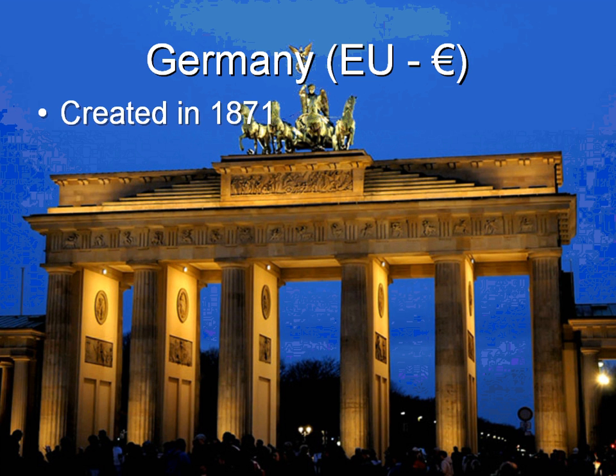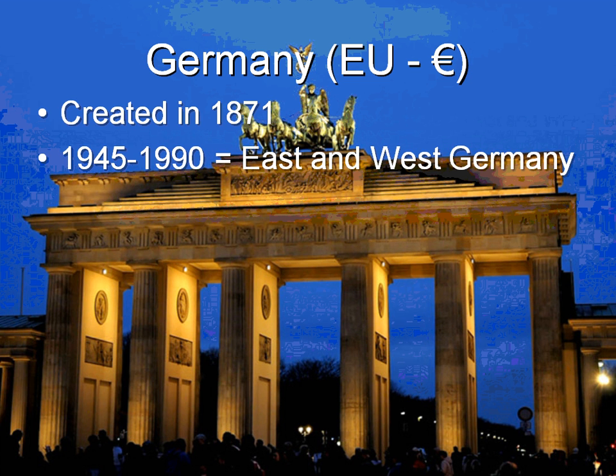Yes, it was divided. Remember, it was divided into East and West Germany. And you also had the Berlin Wall. Good. 1945 to 1990, Germany was divided. West Germany was free. East Germany belonged to or was controlled by the Soviet Union. Your book called it a satellite of the Soviet Union.